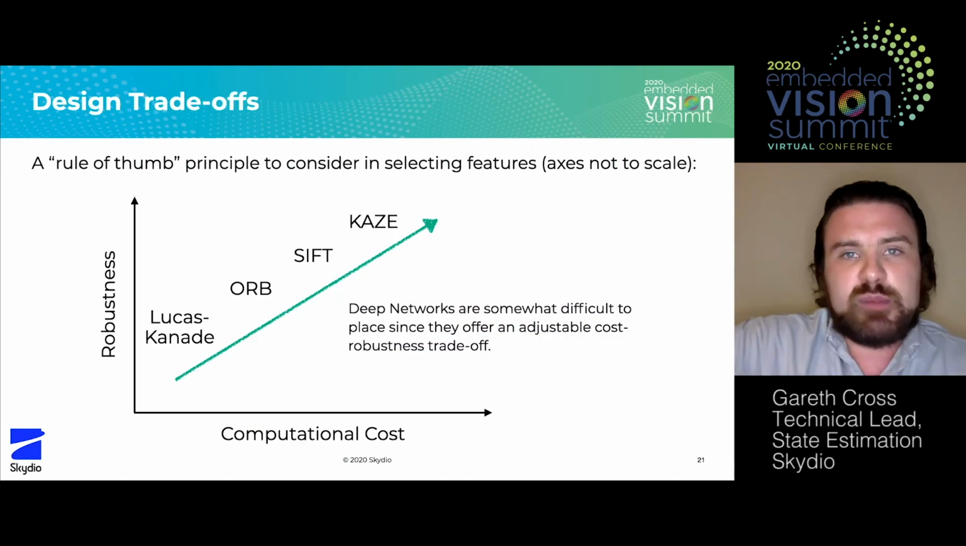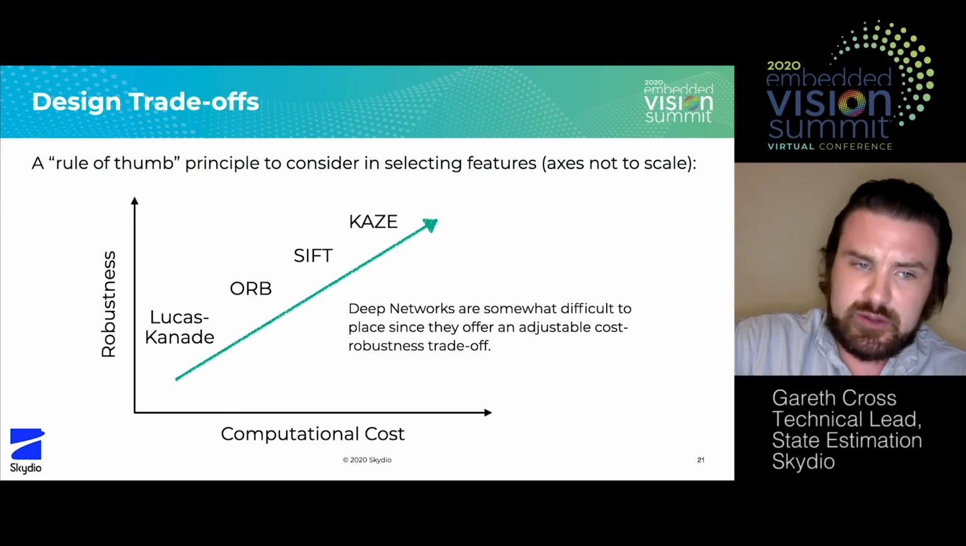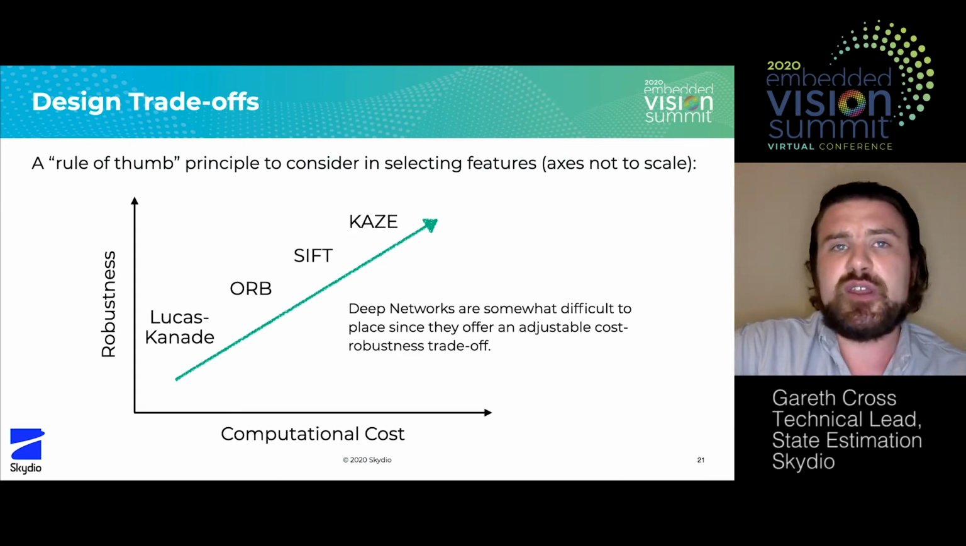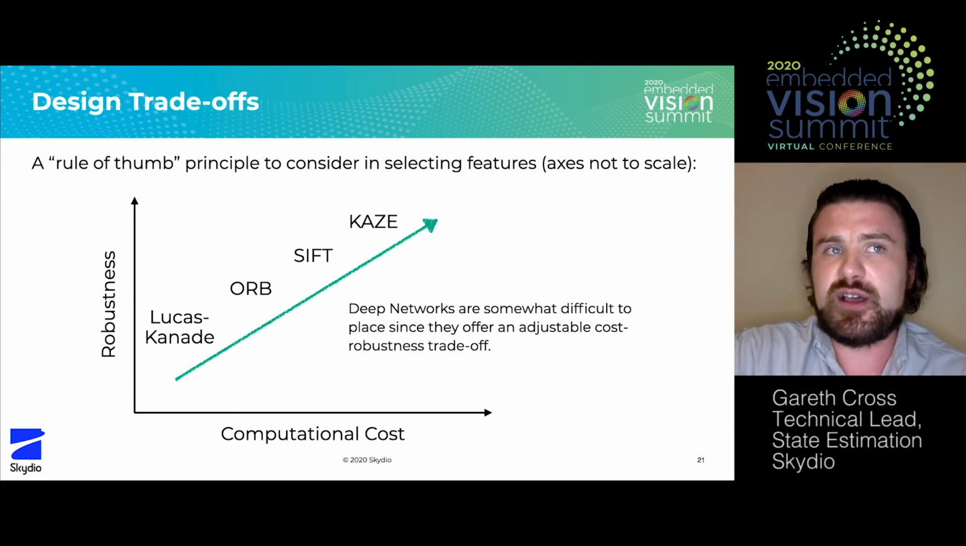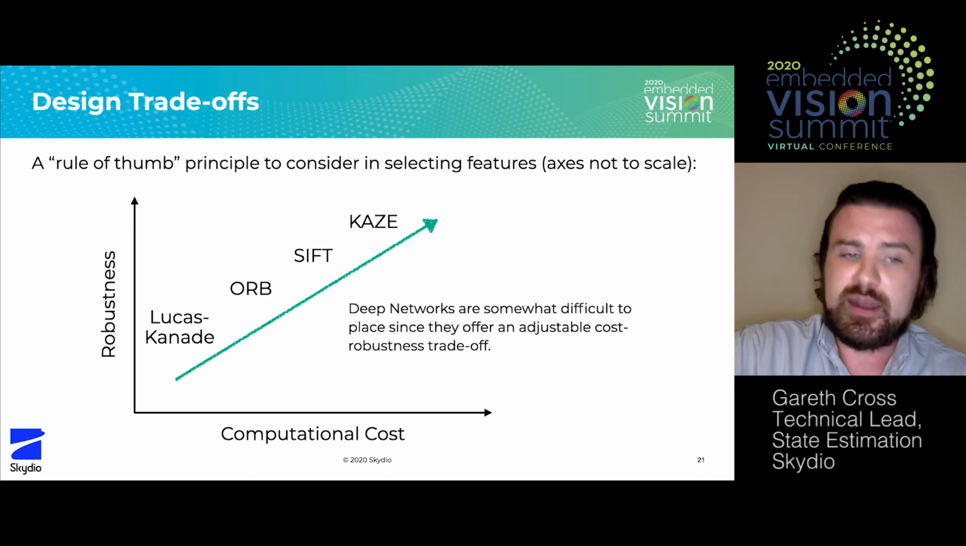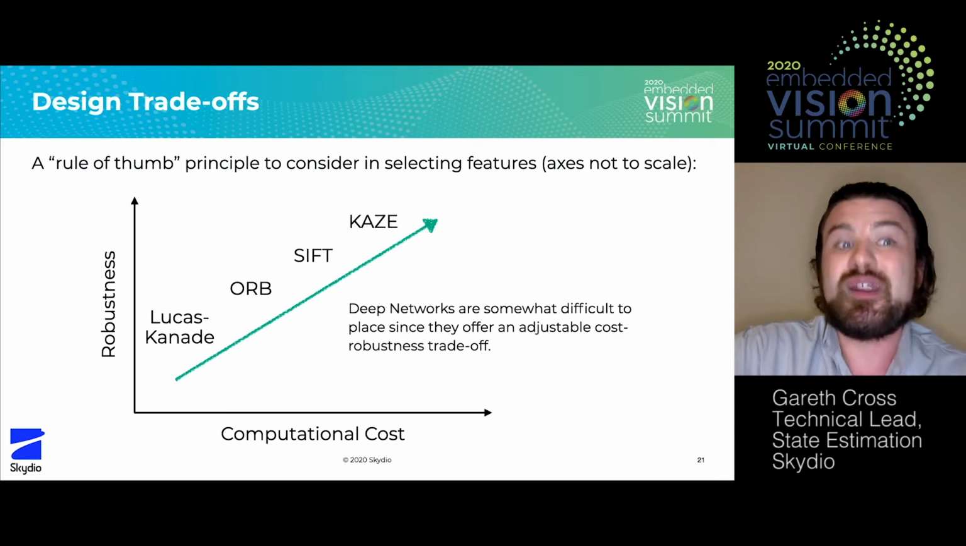This graph is very simplified, not meant to be to scale, but it illustrates the trade-off that you're faced with here. You can add more computational cost and get a more expensive descriptor, and it will be more robust in that it will give you more correct associations and fewer incorrect associations.